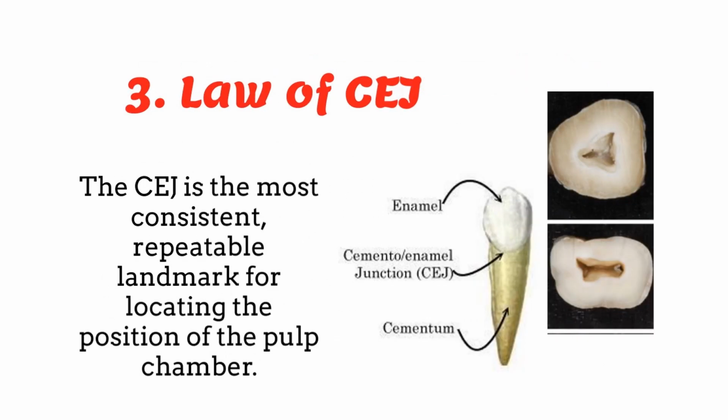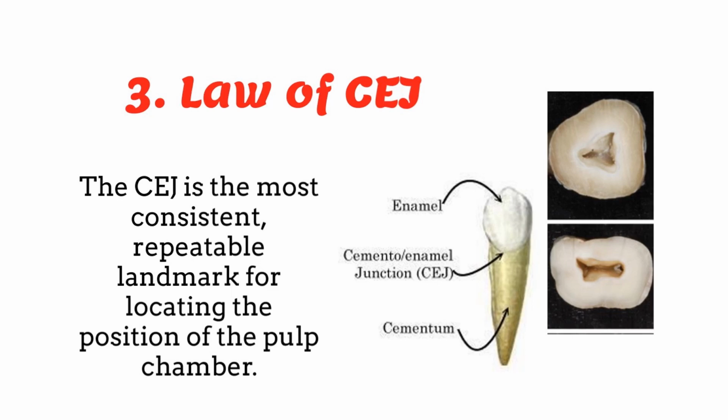The third law is the law of the CEJ. This cemento-enamel junction is one of the most important and repeatable landmarks if you have to locate the position of your pulp chamber. As you have seen in the first law, the floor of the pulp chamber is located in the center of the tooth at the level of the CEJ. In the second law, the law of concentricity, it is also at the level of the CEJ, and here in the third law, the CEJ is the most important landmark.